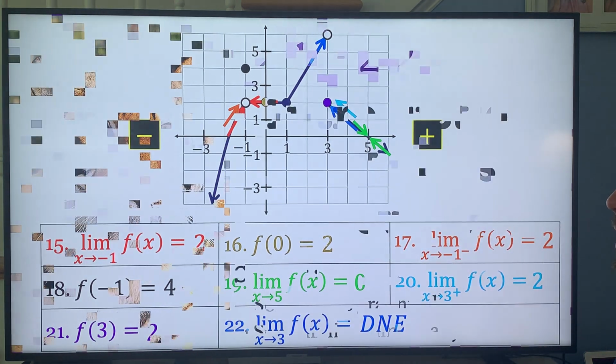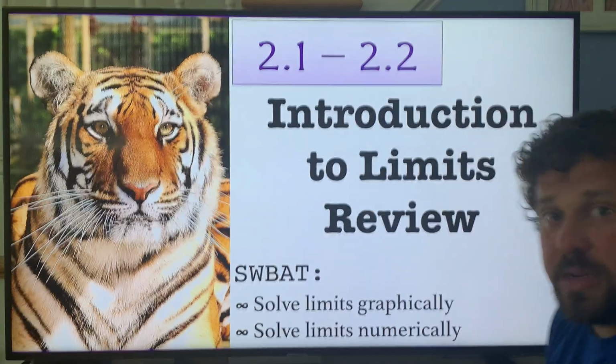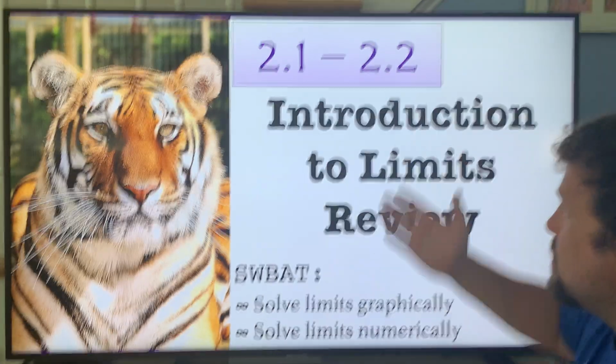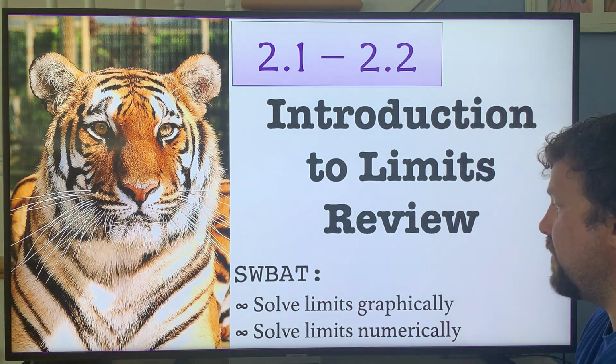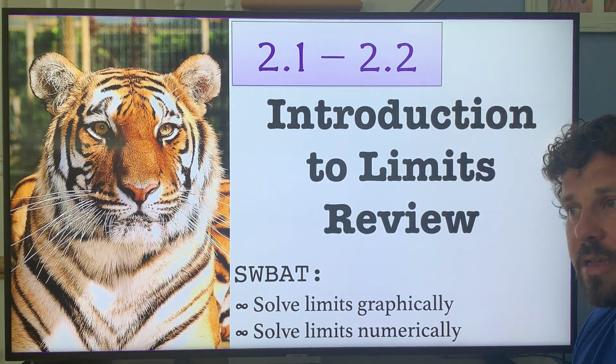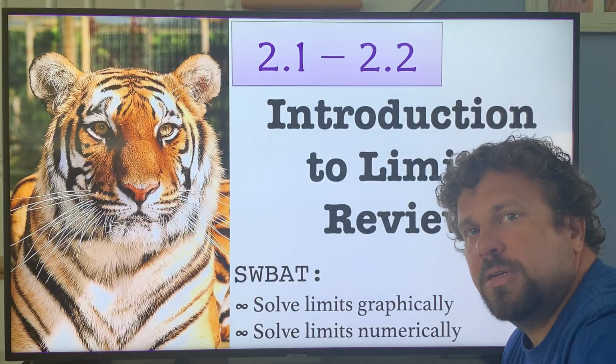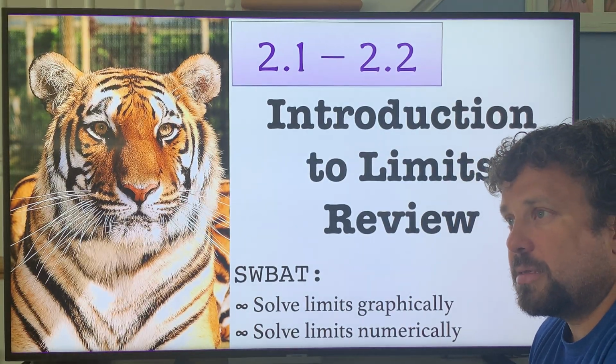There you go. And that, in a nutshell, my dear friends, my dear students, who are my friends, is the introduction to limits review. All right, so now hopefully you can solve limits graphically, you can solve limits numerically, you do excellent on your test when you take it, and that's it.